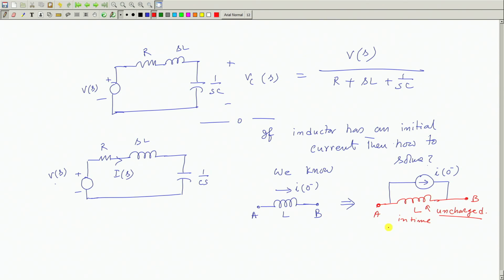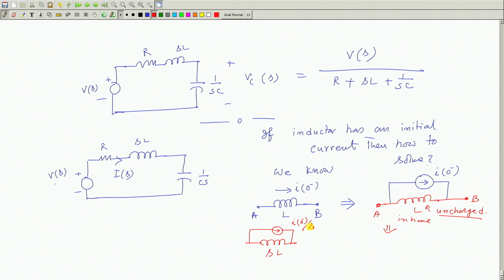Therefore, in S domain, this inductor is not having initial current, so I have every right to replace it by SL, and this is a constant current. Its Laplace transform will be I0 minus by S. Got the point?